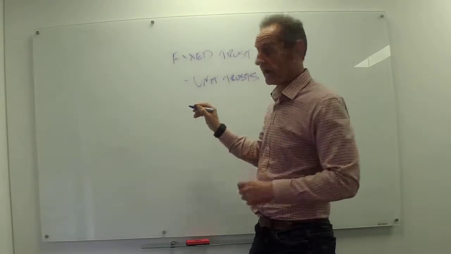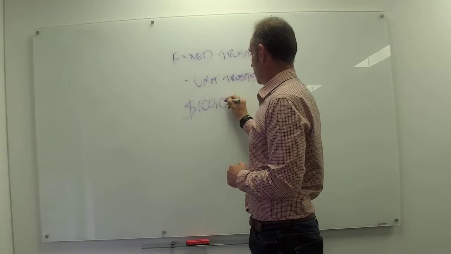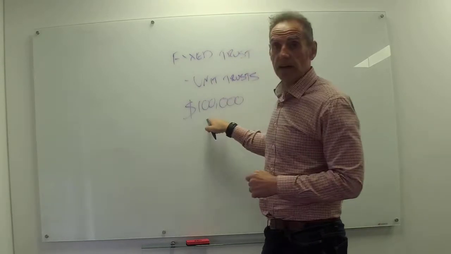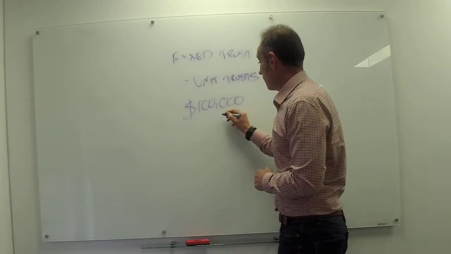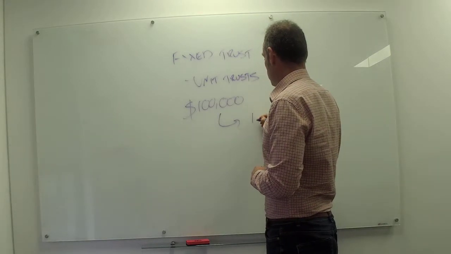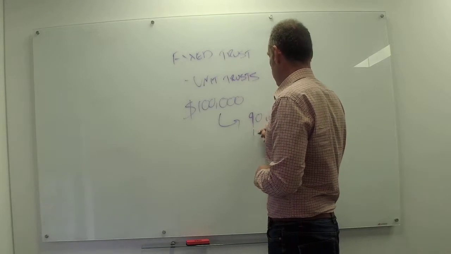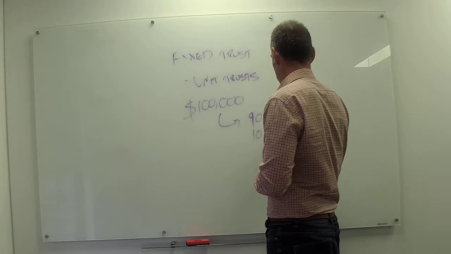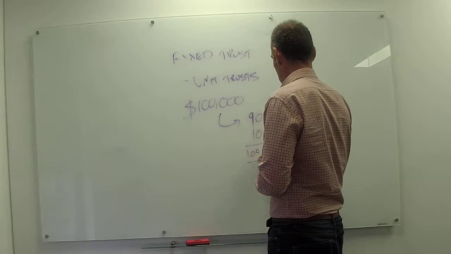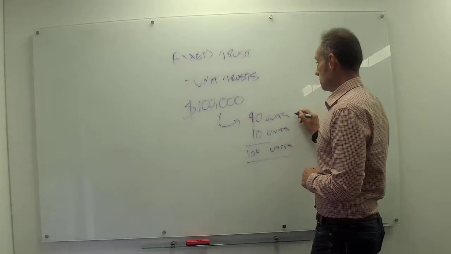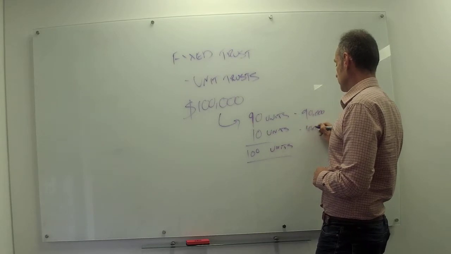So in my case, if I had $100,000, and the trustee decided to distribute that all to the beneficiaries. So if one beneficiary had, I'll say, 90 units, and the other beneficiary had 10 units, and that made up 100 units all up, then this person would get $90,000 and this person would get $10,000.